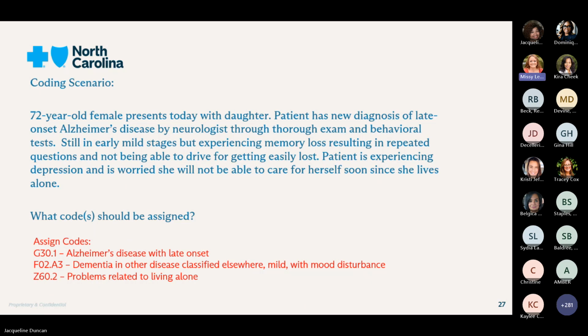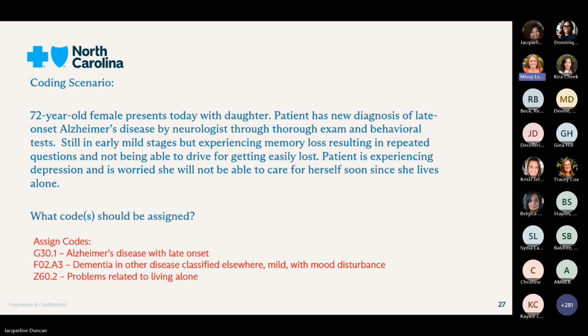First, we would find the Alzheimer's disease in the alphabetical index, and since it was noted as late onset, we would choose the code G30.1. And when you look at this code in the tabular section, there are instructions to use additional code to identify the dementia and any behavioral disturbance related to it.